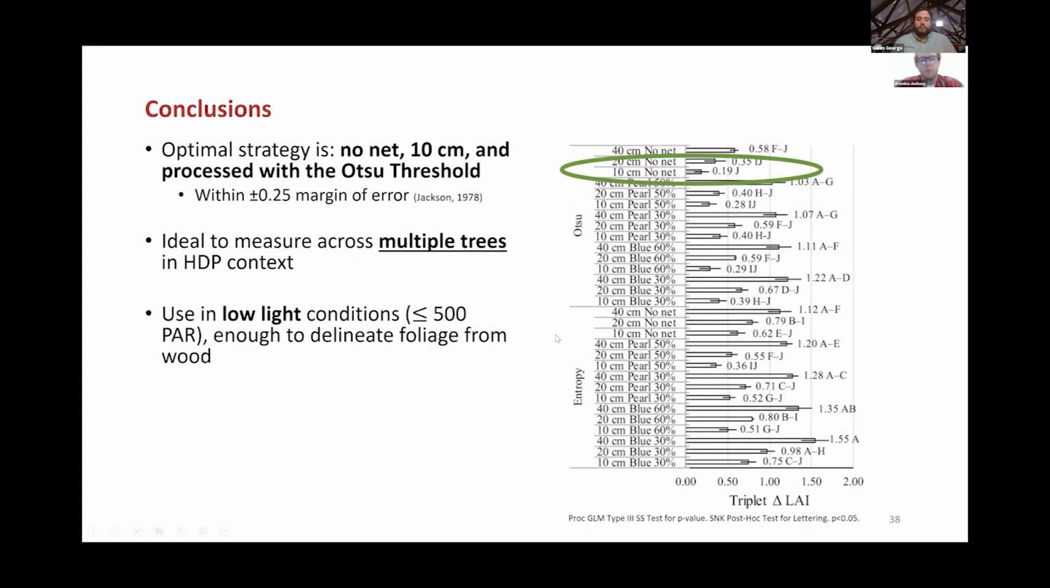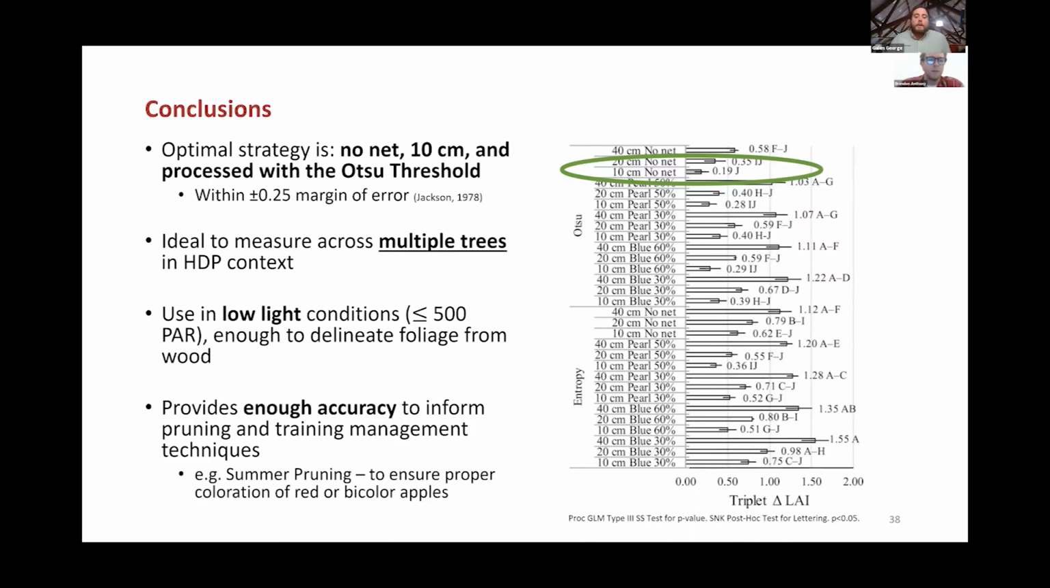Again, you want to have a nice optimal balance of your light conditions. So this was around or less than 500 PAR in the sky. If you have too high of light, you have interference with your camera lens. You can have sun flecks and washing out your leaf area. But if it's too dark, then you can't necessarily delineate between the foliage and the wood.